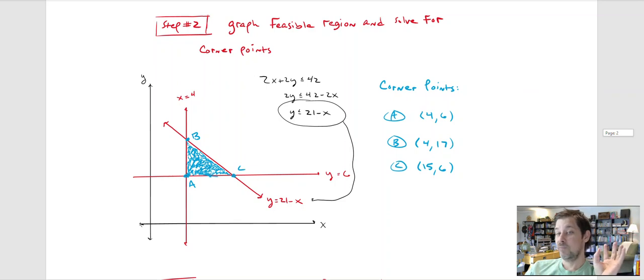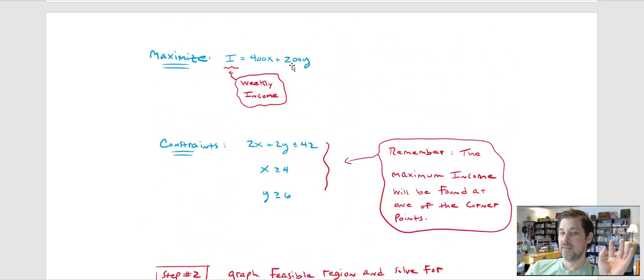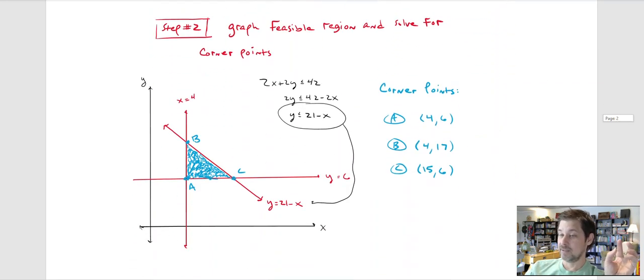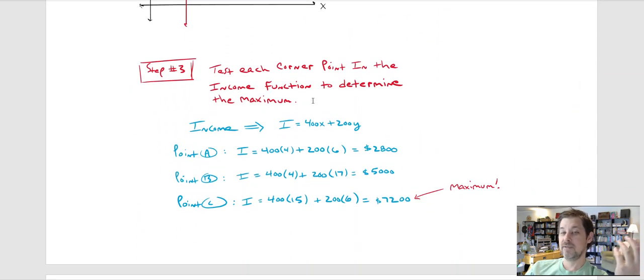Now, if what you want is to figure out the maximum value of I, the maximum income, that number has to be at one of the corners. So one of these is going to give me whatever the maximum is. So that brings us to step 3. Test each of the corner points in the income function to determine the maximum.